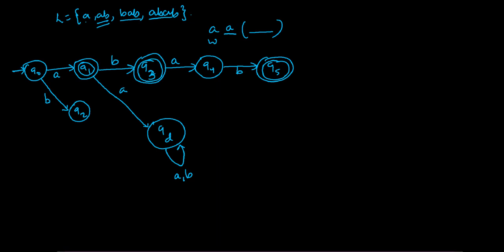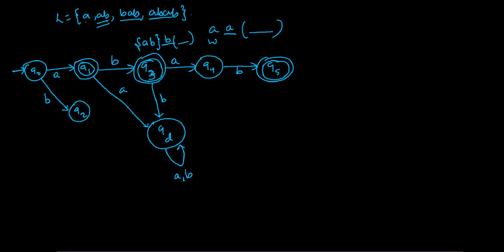When you are at Q3 and you don't see A, you see B. It means you being at Q3 means the string traversed so far is AB. After AB, if you see B, this is not a part of the language. Anything that comes afterwards is not a part of the language. So from Q3, if you see B, you go to a dead state.